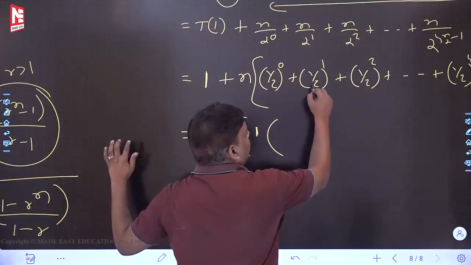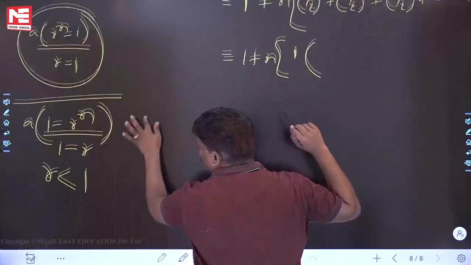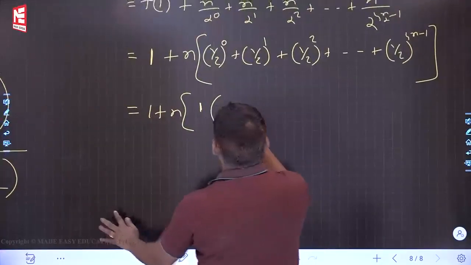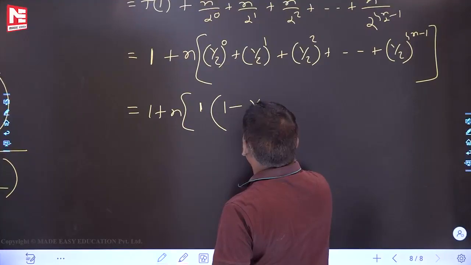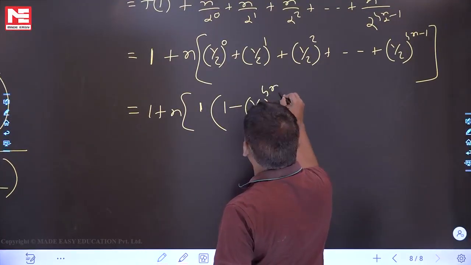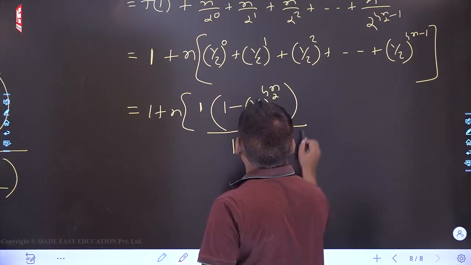Can you help me now? What is the R value here? 1 by 2. 1 by 2 is less than 1, so this is the formula. So what is the answer? A into 1 minus R power n, R is 1 by 2 whole power, how many terms? Log n terms, by 1 minus R, 1 minus 1 by 2.